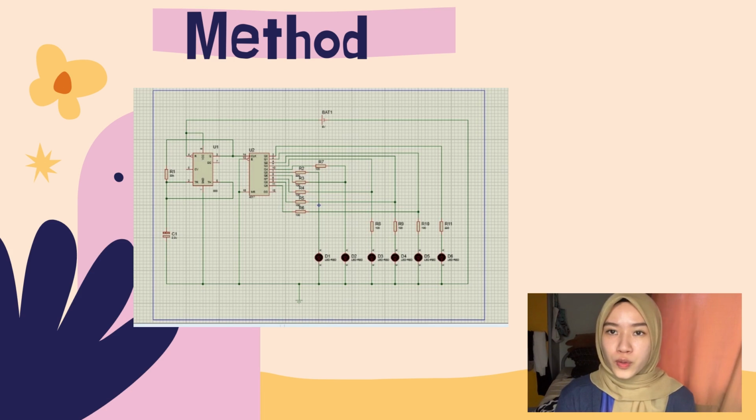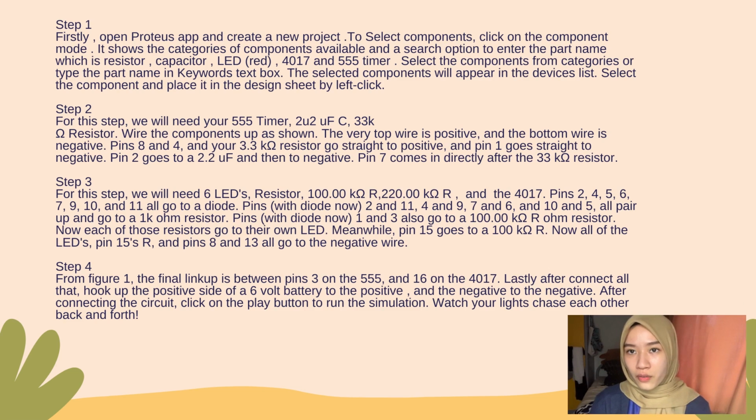Okay, now we're going to the method. For step 1, firstly, of course, we need to open the Proteus app and create a new project. After that, we need to search for a part name at the P box, which is we need a resistor, capacitor, LED in red color, and 555 timer, and also 4017 ICs. So when we search for all these parts, they will appear in the box, and we right click to put them into the circuit.